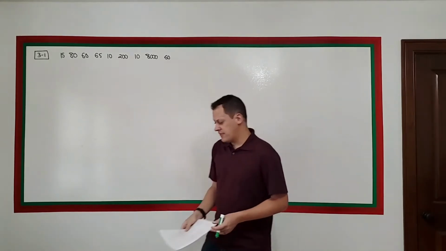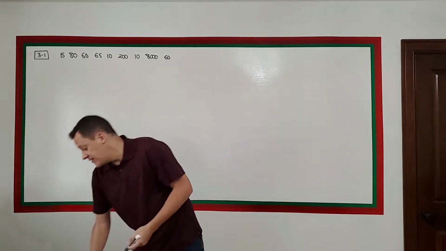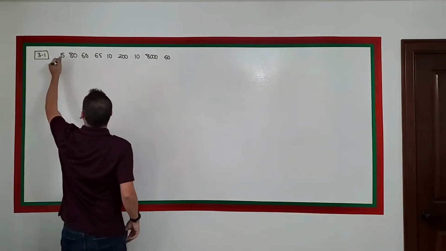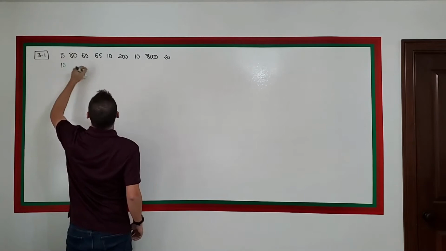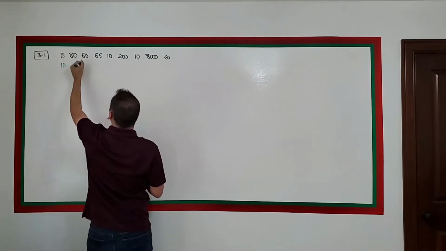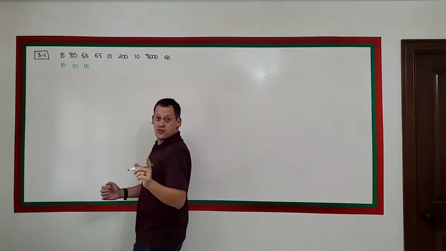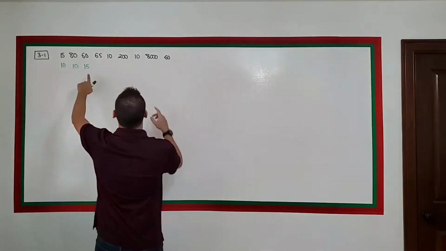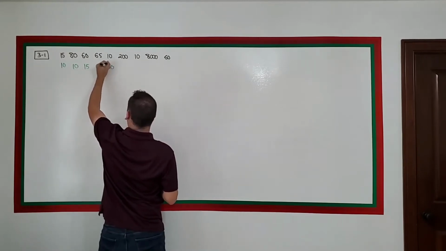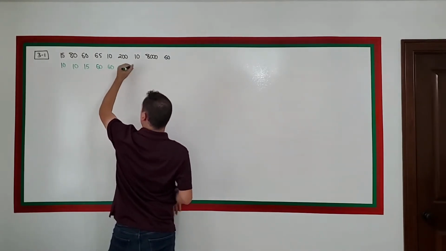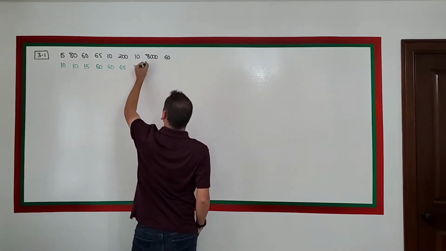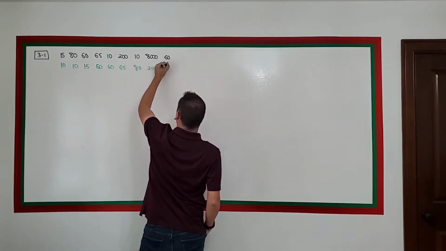So I'm going to put myself on the spot. I actually haven't done this yet. We're going to calculate, or we're not going to calculate anything. We're just going to put these in order. I think 10 is the smallest, and there are 2 of them. And then 15. You're doing this in your notes too, right? Let's race. 60 is here twice. 65, 80, 200, and then the 8,000.